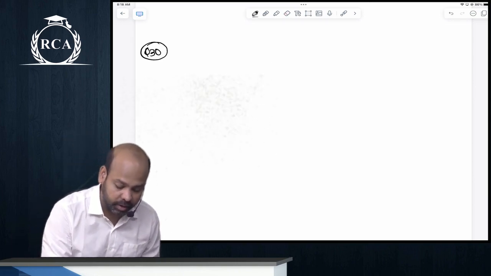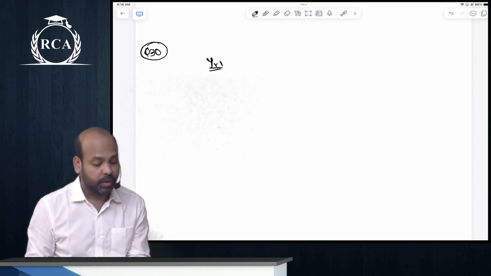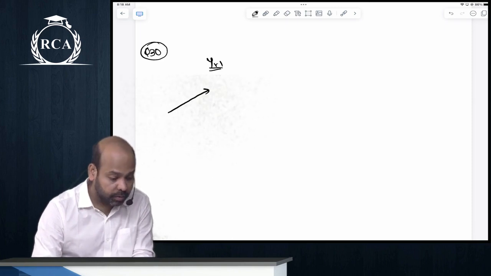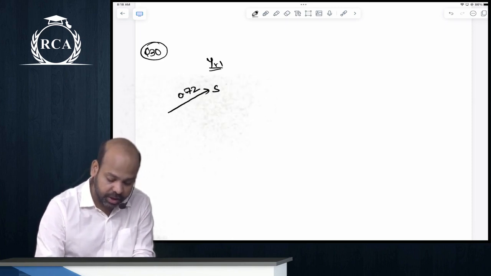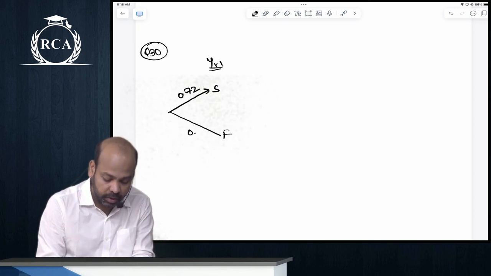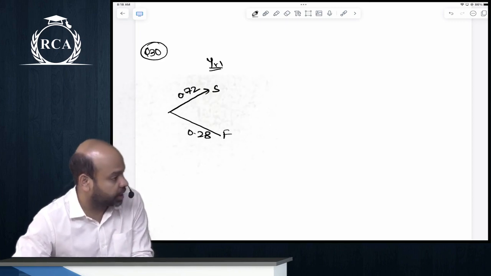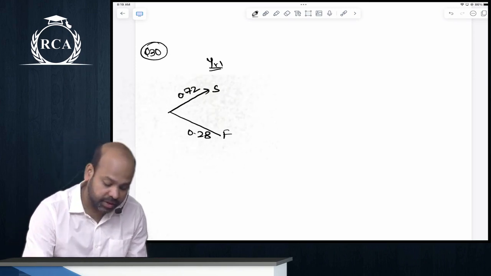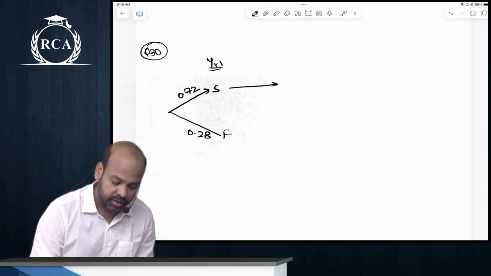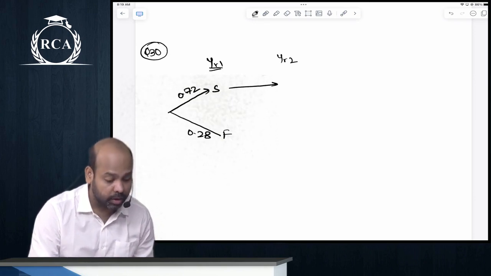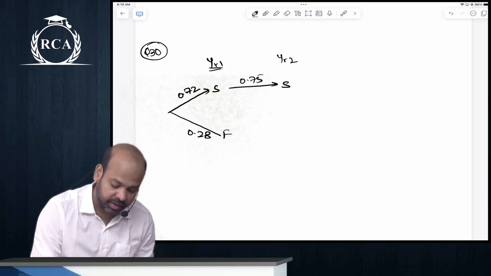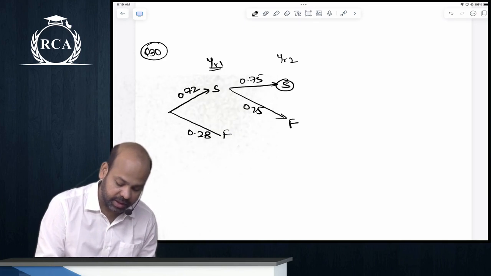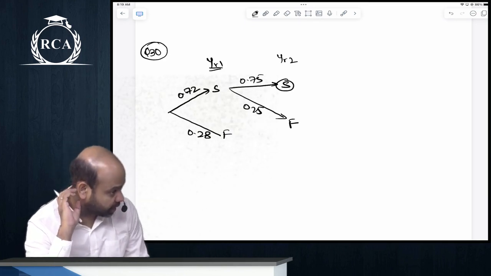So what will happen in year 1 is there is a 0.72 chance that the project will succeed and a 0.28 chance that it will fail. If the project fails, it's the end of story. If the project succeeds in the first year, there is a 0.75 chance that it will succeed in the second year. There is still a 0.25 chance that it will fail in the second year. Correct, beta?